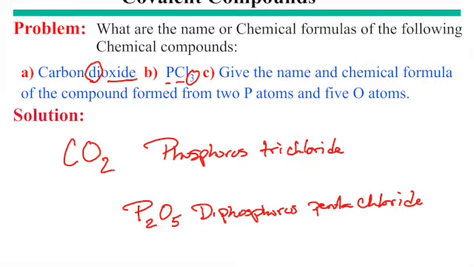Now, if you are in a section that you're only doing covalent or molecular compounds, it's easy to run into and mix these things up. You only use tri, tetra, mono when you are working with compounds that are covalent.